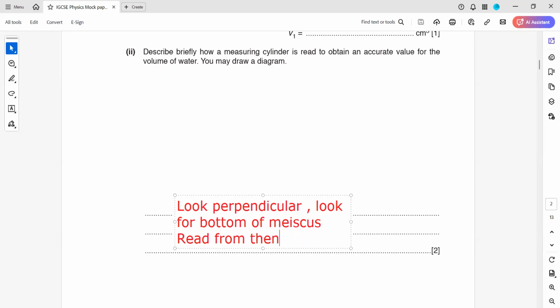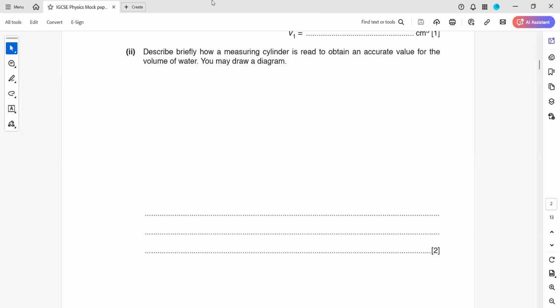And we should read from the side of the marking. The side where we have the marking, that side we should read the measuring cylinder. So these are the points you should always list whenever you are using a measuring cylinder in a paper 6 question. And in the question, it is optional. They ask you may draw a diagram. If they say you may draw a diagram, you should draw a diagram.